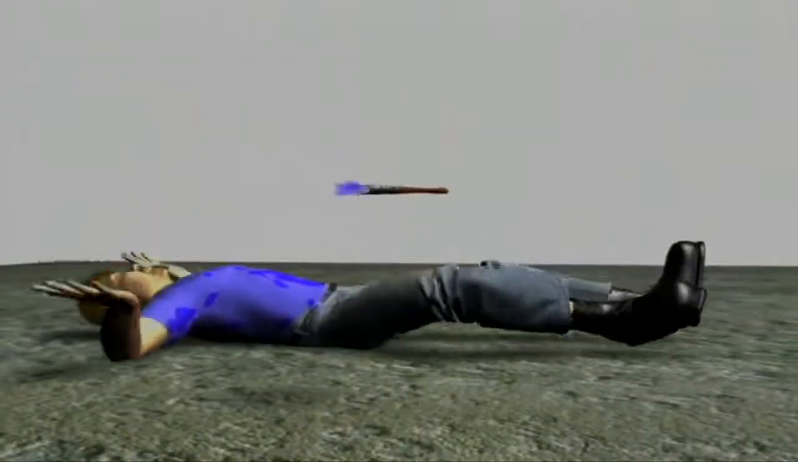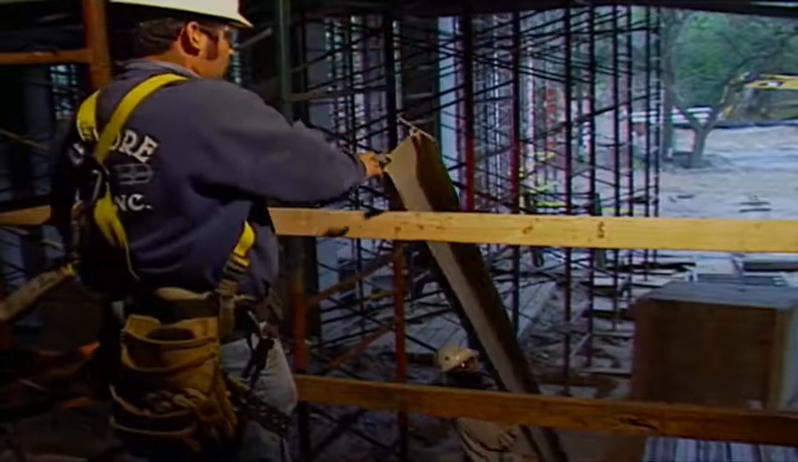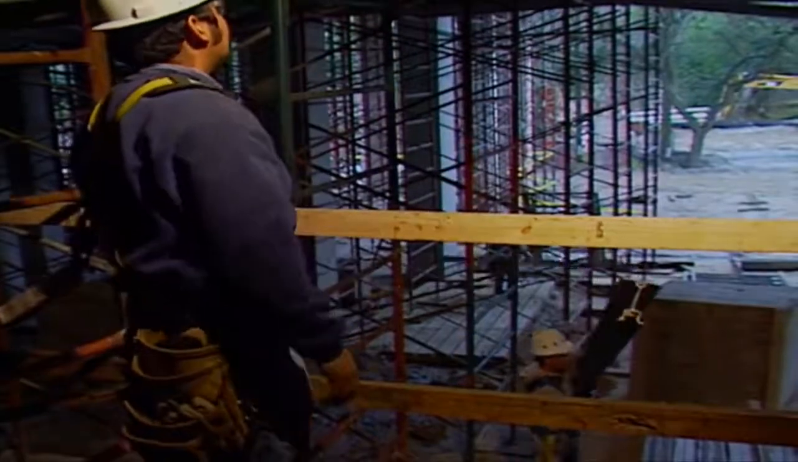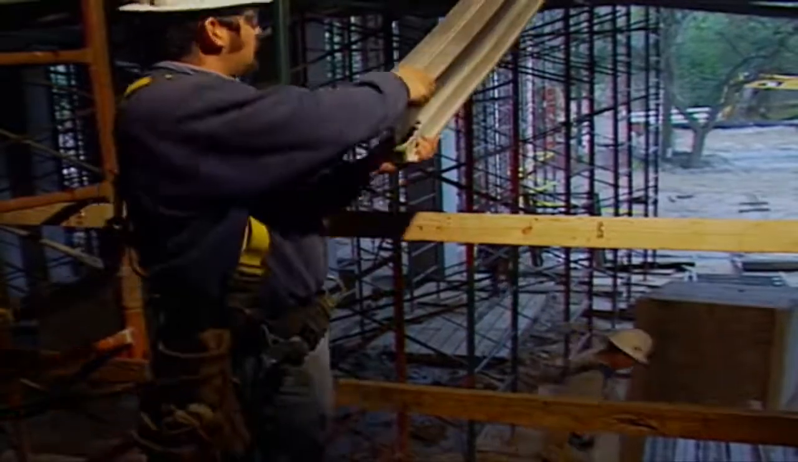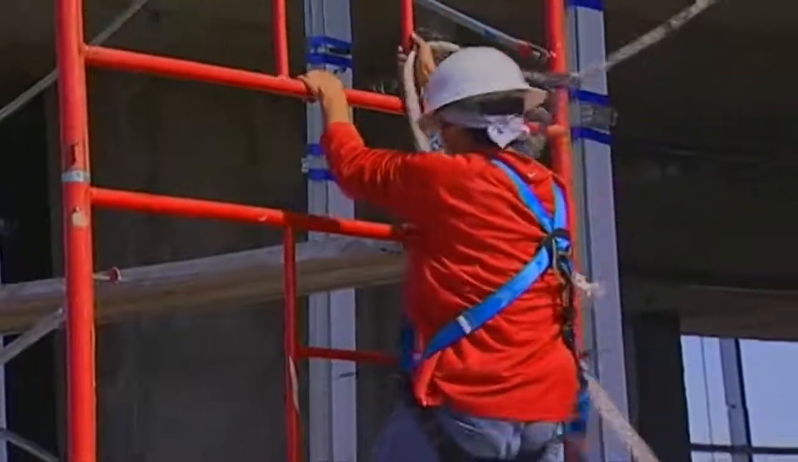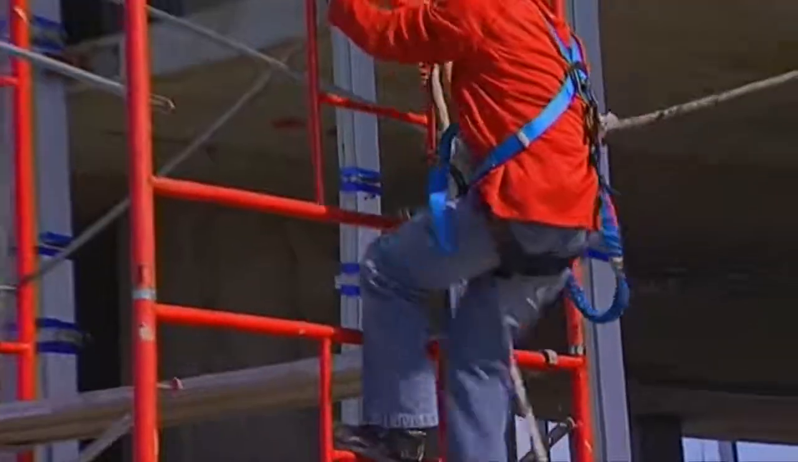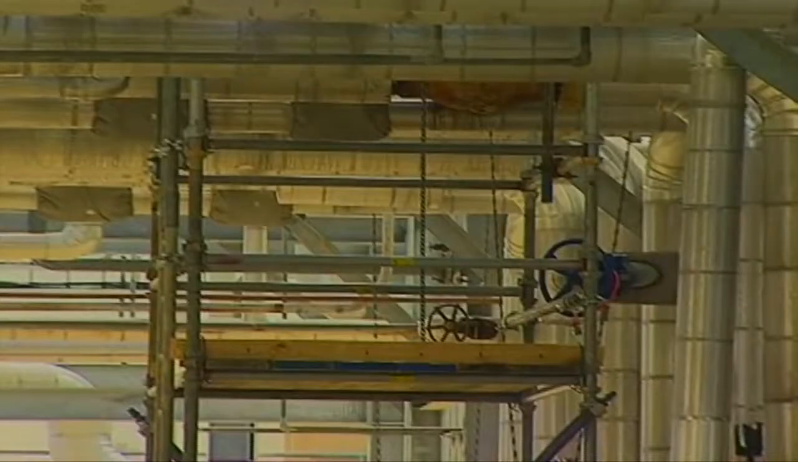A fall is the #1 hazard when working with scaffolds. Fall protection must be used on any scaffold 10 feet or more above a lower level. Fall protection can consist of a personal fall arrest system or a guardrail system and must meet OSHA standards.